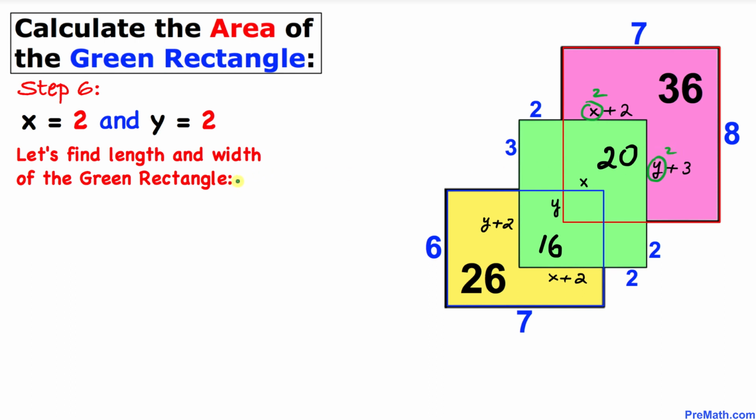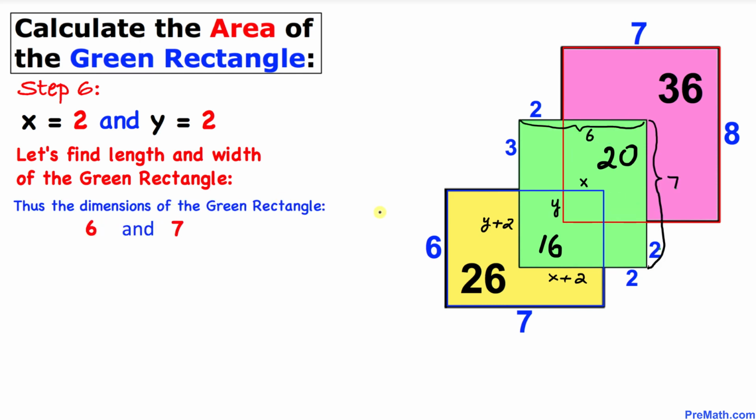Now let's go ahead and find the length and width of this green rectangle. So this side length is going to be 2 plus 2 is 4, so this whole length is going to be 4 plus 2 is 6. Likewise, this length is 2 plus 3 is 5, so this whole length of this green rectangle is going to be 5 plus 2, which is 7. So the dimensions of this green rectangle turn out to be 6 and 7.